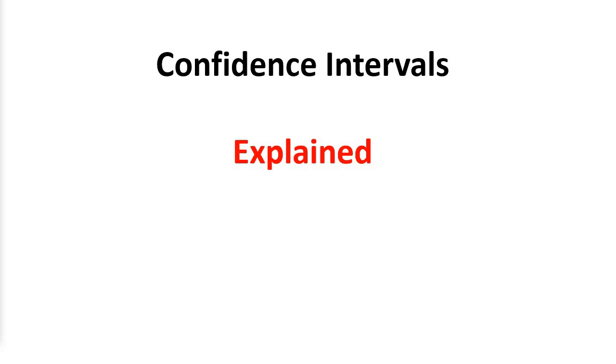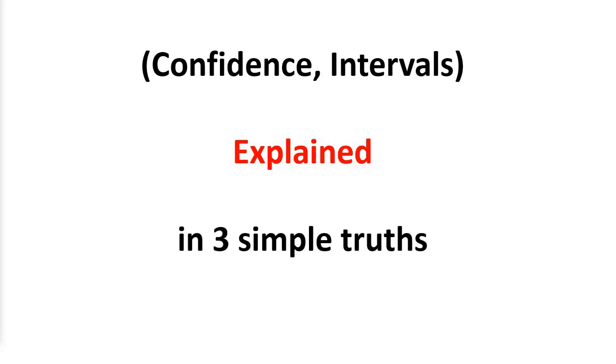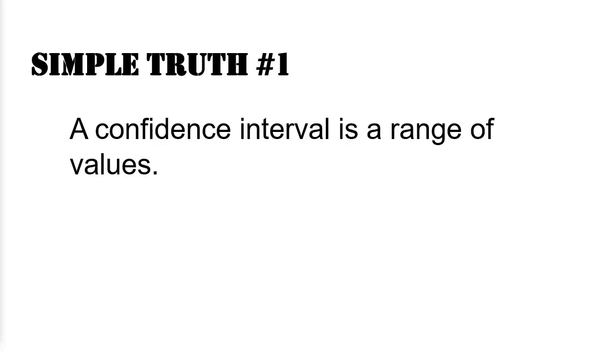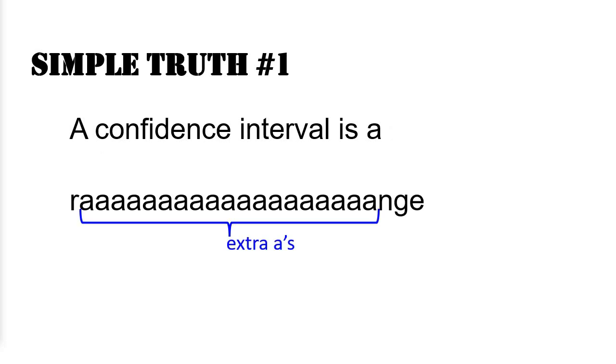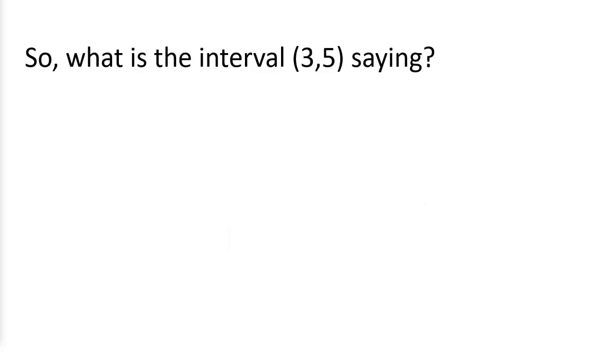All right, confidence intervals explained in three simple truths. Simple truth number one: a confidence interval is a range of values. Again, a confidence interval is a range of values. So, what is the interval 3 comma 5 saying?